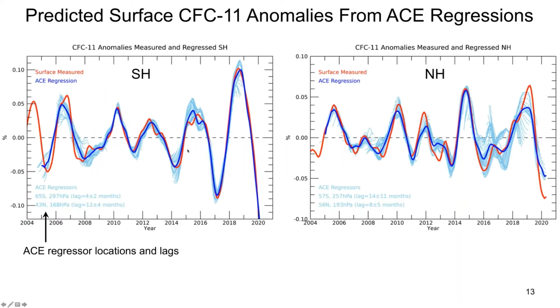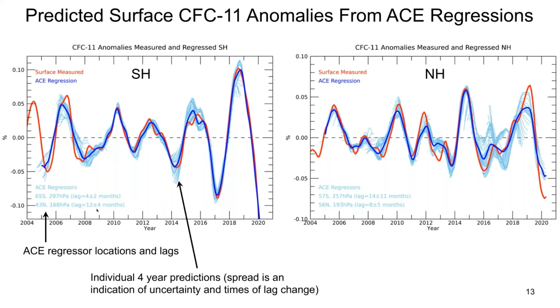So the southern hemisphere surface on the left, northern hemisphere on the right. Okay, so the surface measured anomaly is in red, and the prediction from ACE is in blue. The locations of the regressors and lags are shown here down in this light blue color. So you know where they are located in latitude and pressure, and then the average lag, 4 months plus or minus 2. So that's standard deviation. We use the full range of lags that we derive from the correlations.